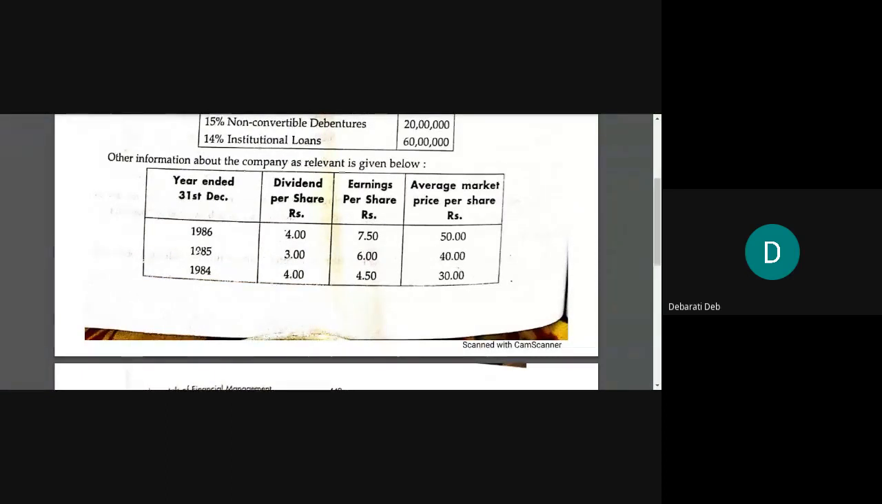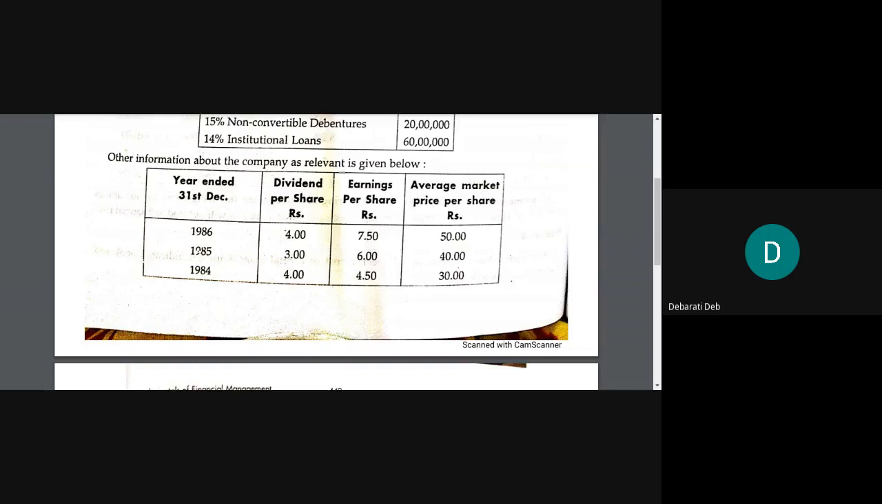So, what we will do, since here earnings per share is given, we will take earnings per share, not dividend per share. When earnings per share is given, we will take the earnings per share. So you see the earnings per share data are what? 7.50, 6.0 and 4.50. So, all these are messed up. No, there is no constant rate of growth.